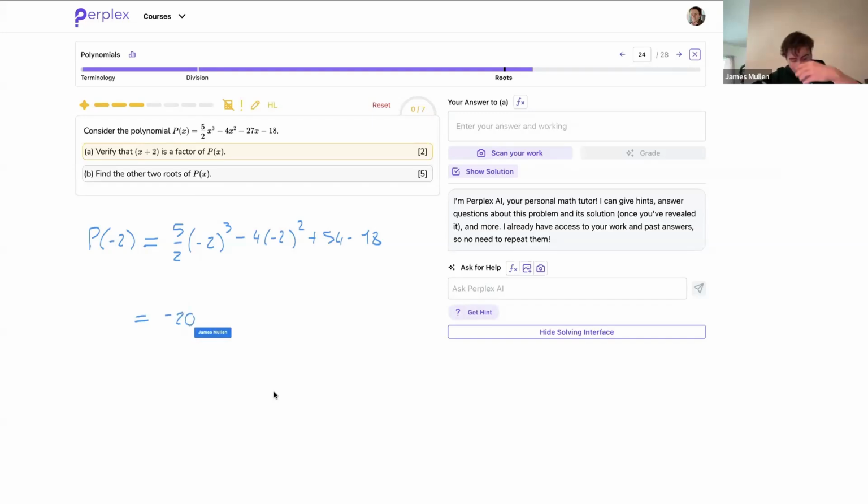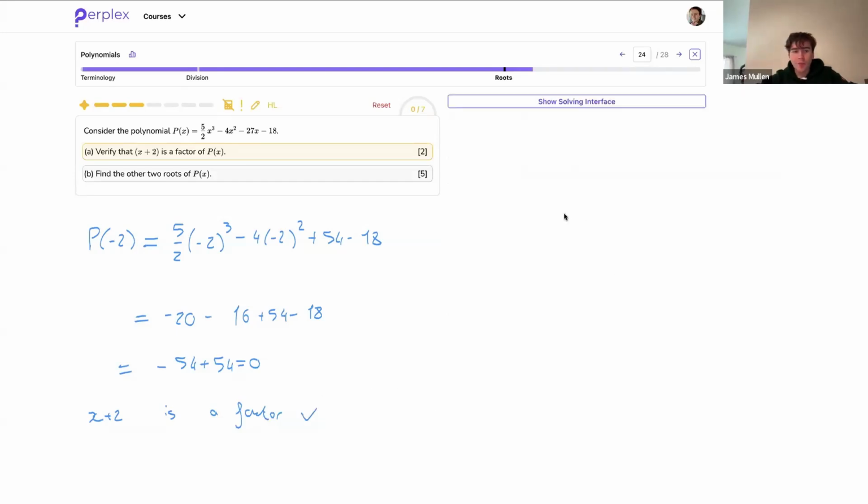Then I'm going to have minus 4 times 4 is -16, plus 54 minus 18. What does that give me? -20 minus 16 is -36, minus 18 is -54. So -54 plus 54 is indeed equal to 0. And that confirms that x plus 2 is a factor. Boom, that's part A. Now in part B, I'm trying to find the two other roots of p of x.